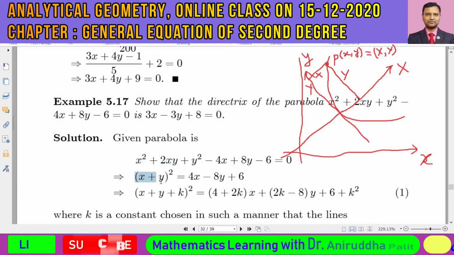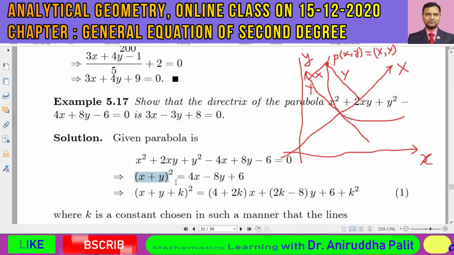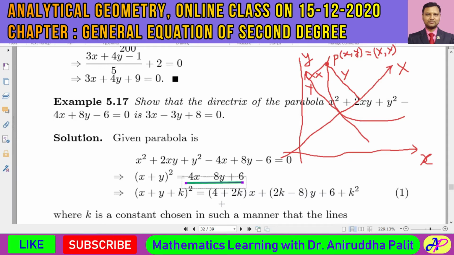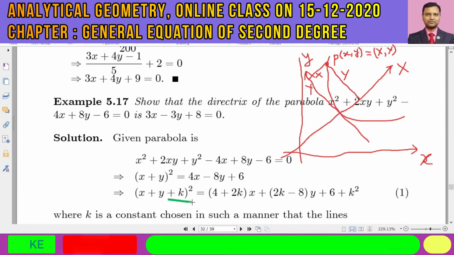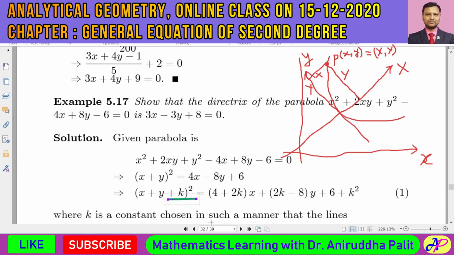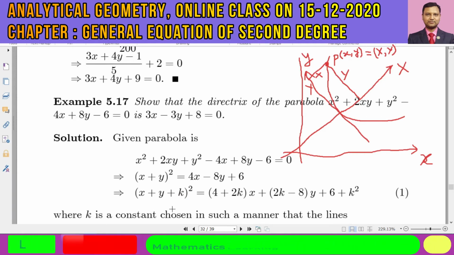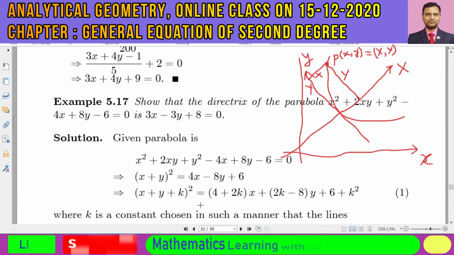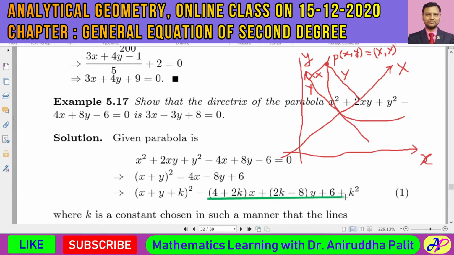So over here this first expression is written as x plus y whole square, fine, and the remaining expression has been put on the right hand side. Now what we are going to do, we are going to add a constant k with this second degree term. So x plus y whole square, a perfect square term, we add a constant with this perfect square term. So now it becomes x plus y plus k whole square, and the corresponding adjustment is written over here.